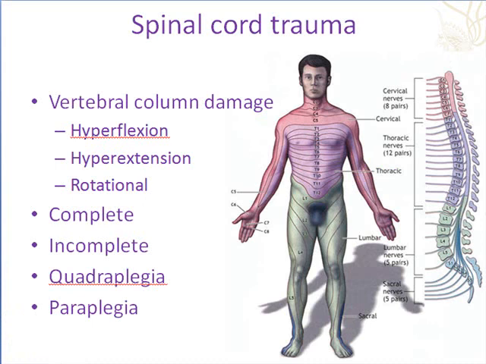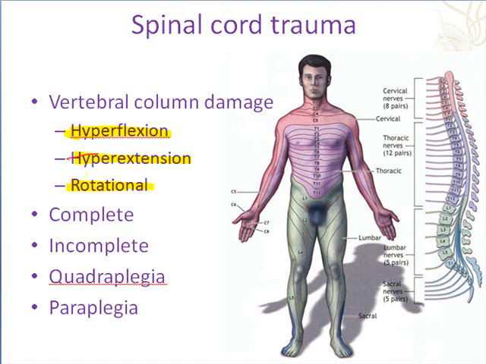This usually will occur if a person has some sort of accident, such as a car accident, or they fall forward or backwards, and this can cause either hyperflexion of their back, either in the neck or the lumbar area or thoracic area, wherever it might be, or it can cause hyperextension, hyperflexion, or you can get some sort of rotational damage to the vertebral column that causes partial or complete tearing or severing of the spinal cord.